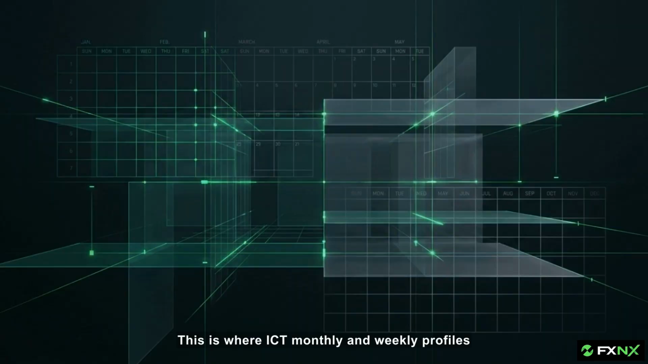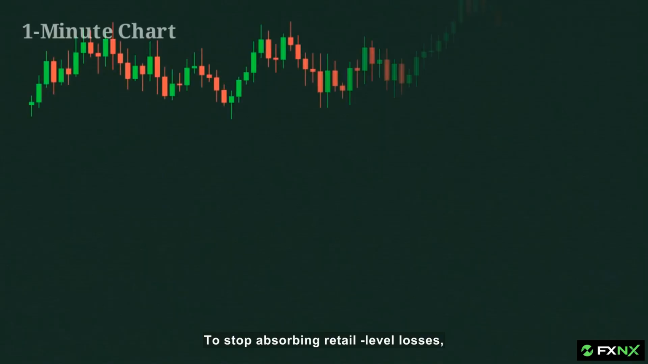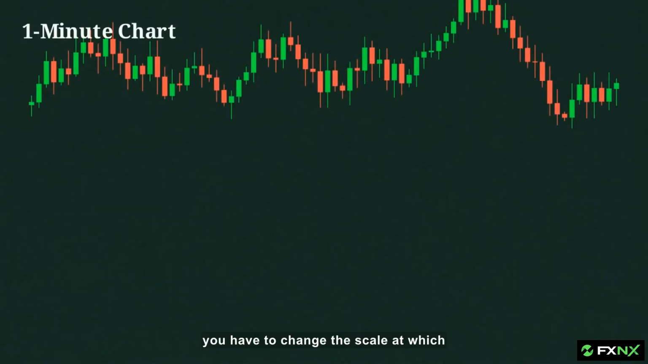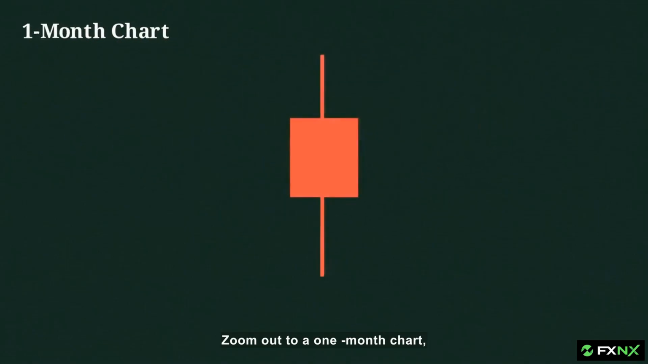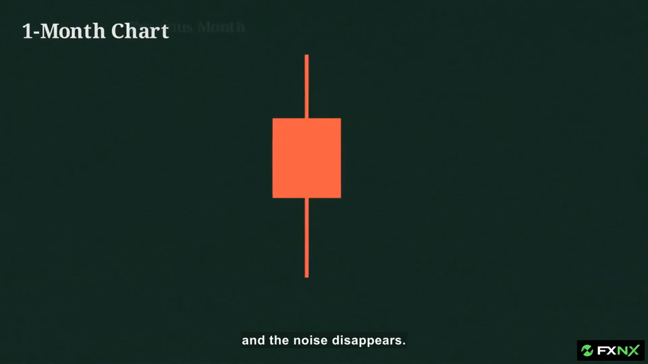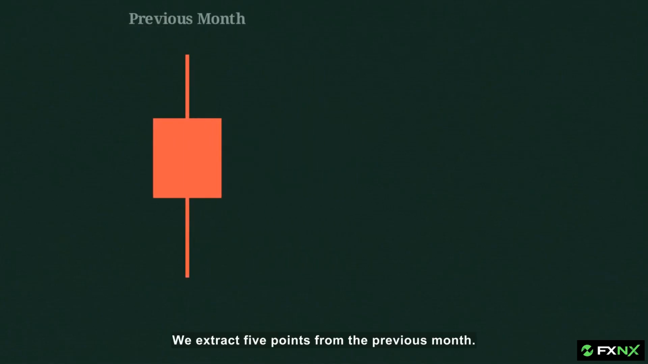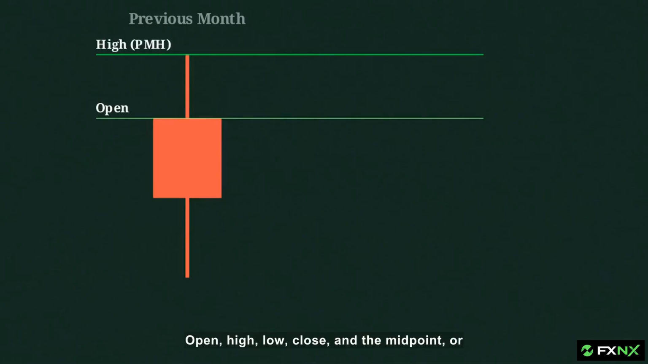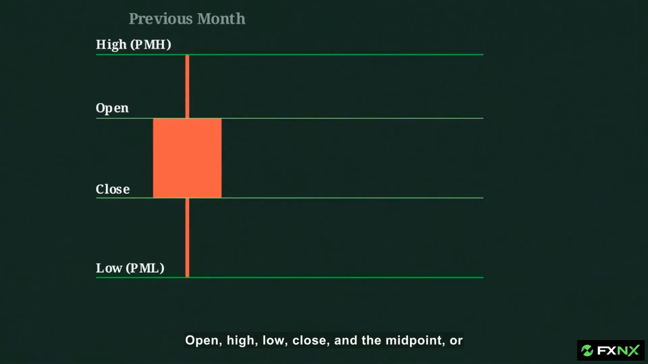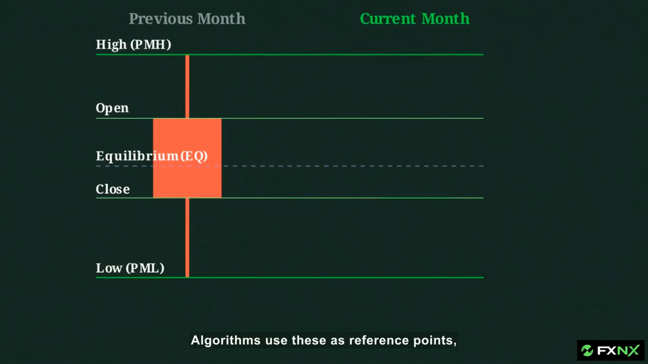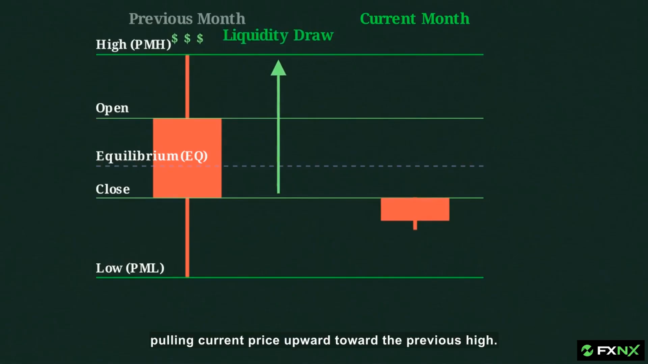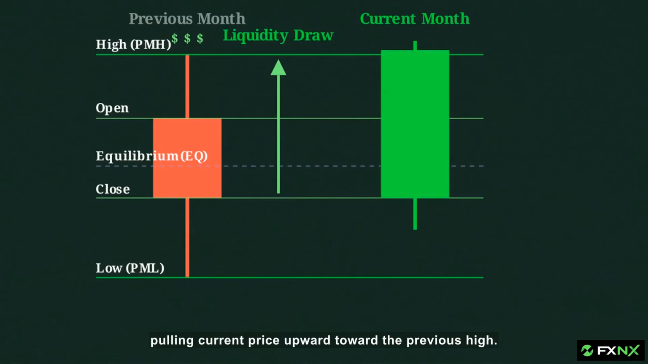This is where ICT monthly and weekly profiles come in. To stop absorbing retail-level losses, you have to change the scale at which you view the market. Zoom out to a 1-month chart, and the noise disappears. We extract 5 points from the previous month: open, high, low, close, and the midpoint, or equilibrium. Algorithms use these as reference points, pulling current price upward toward the previous high.